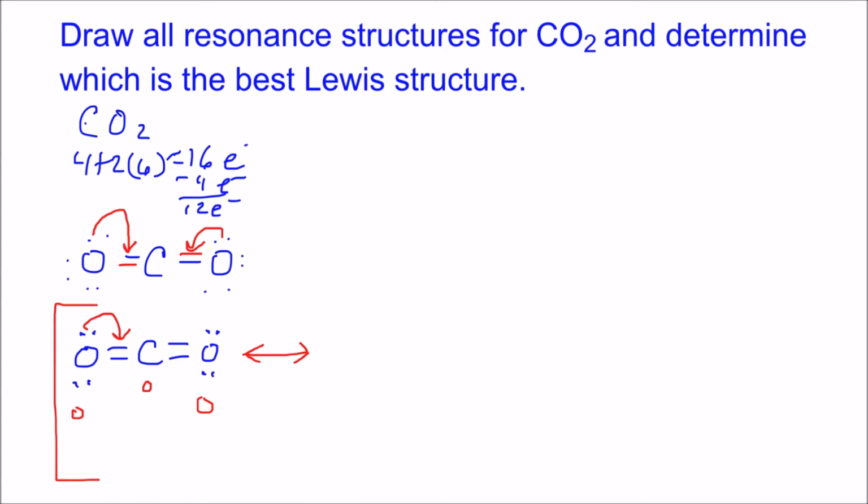And when I do that, that will give me 3 bonds right here, which means carbon would have 2, 4, 6, 8, 10. So we can't have 10 electrons on carbon, so we're going to break this double bond and move it back into a lone pair on oxygen. So our new structure will look like this.